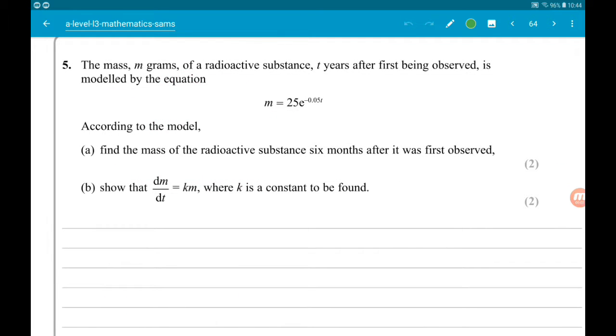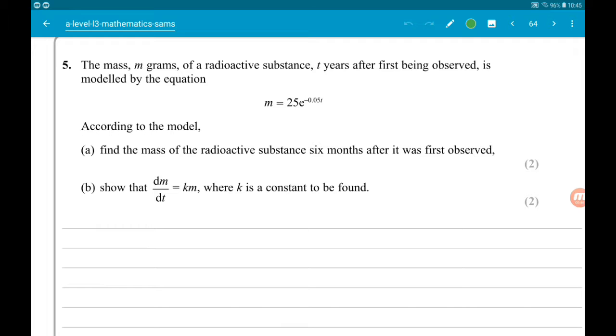Okay, number 5. The mass grams of a radioactive substance T years after it was first observed is given by the equation m is equal to 25e to the minus 0.05 t. According to the model, part A, find the mass of the radioactive substance 6 months after it was first observed. Okay, so the only thing to look out for here is that t is the number of years.